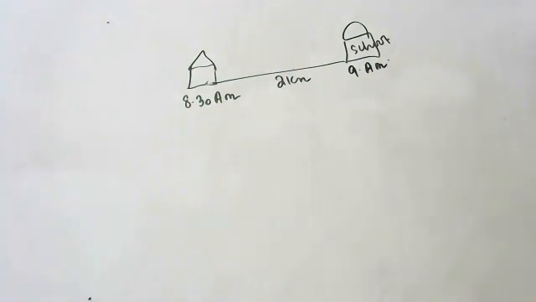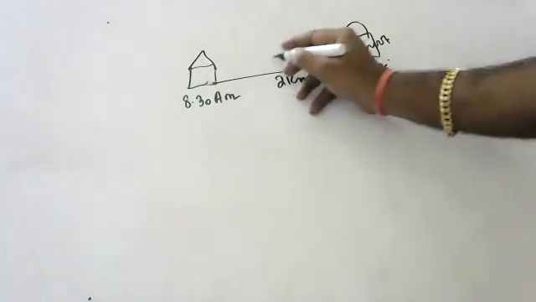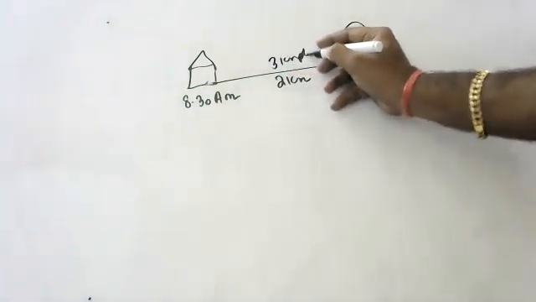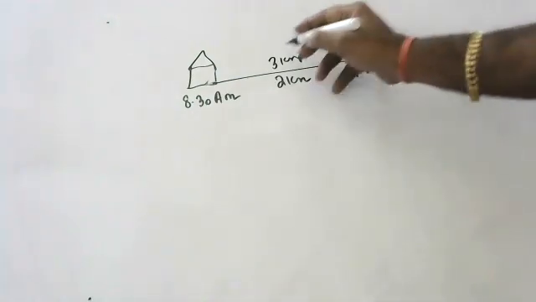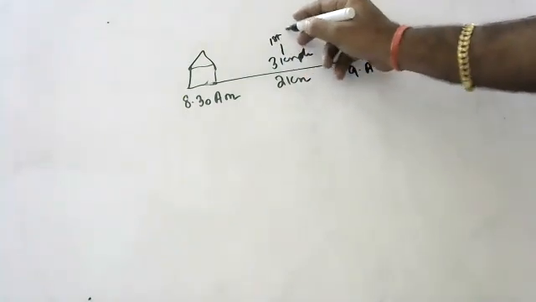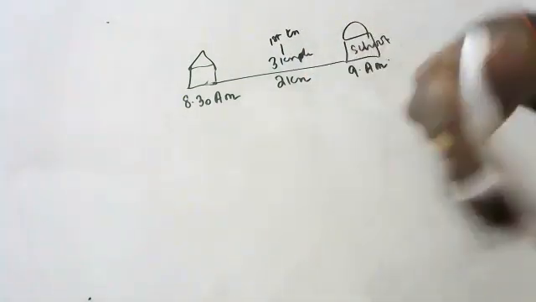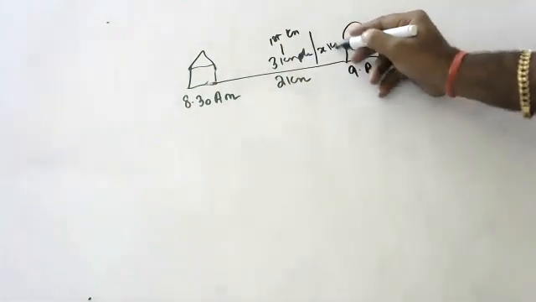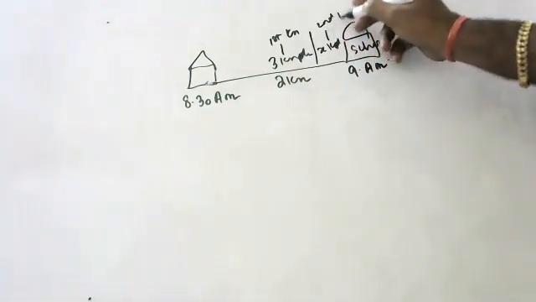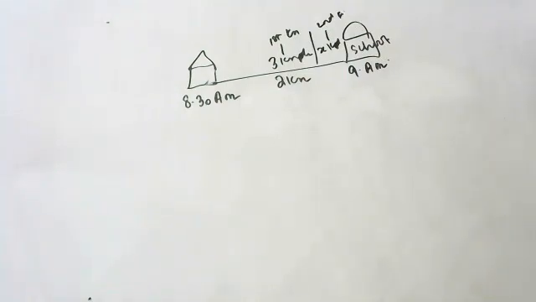Next, the question: if he walks at a rate of 3 kmph, his walking speed is 3 kmph for the first kilometer. What should be the speed for the next kilometer, because the total is 2 kilometers, so that he reaches in time?